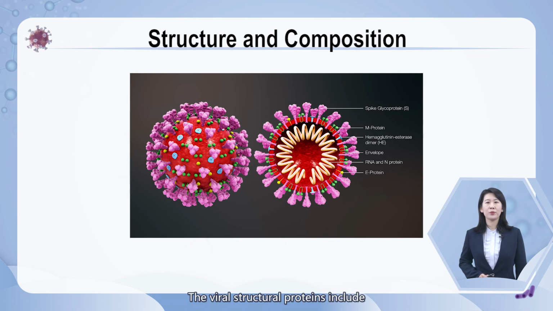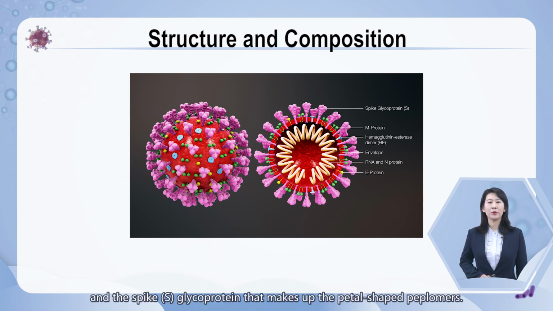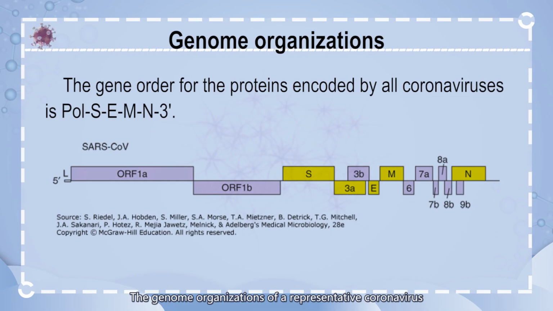The viral structural proteins include a phosphorylated nucleocapsid N protein, a membrane M glycoprotein that serves as a matrix protein embedded in the envelope lipid bilayer and interacting with the nucleocapsid, and the spike S glycoprotein that makes up the petal-shaped peplomers. The genome organization of a representative coronavirus is shown in the figure.